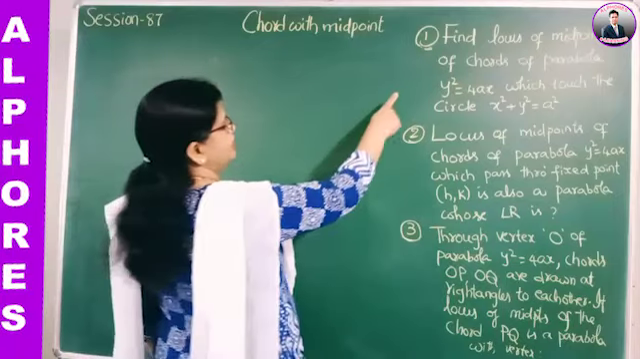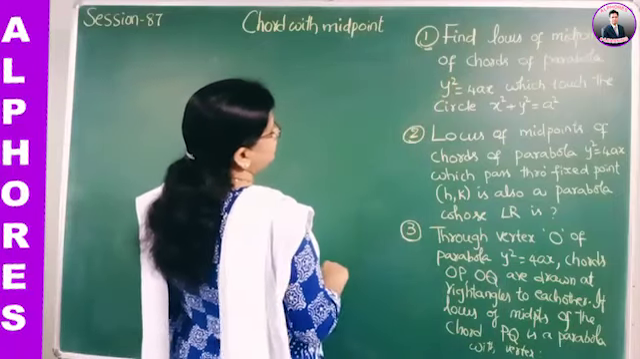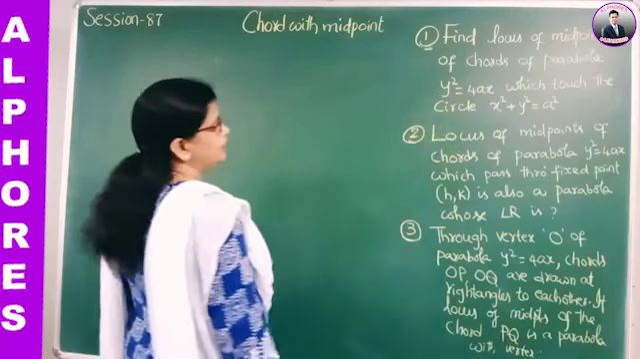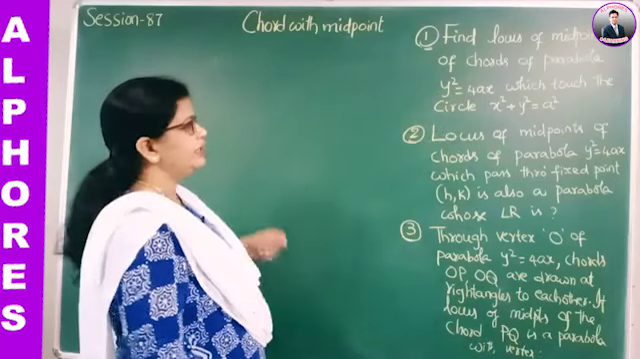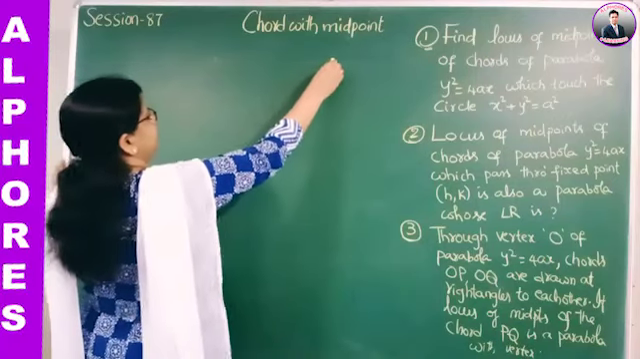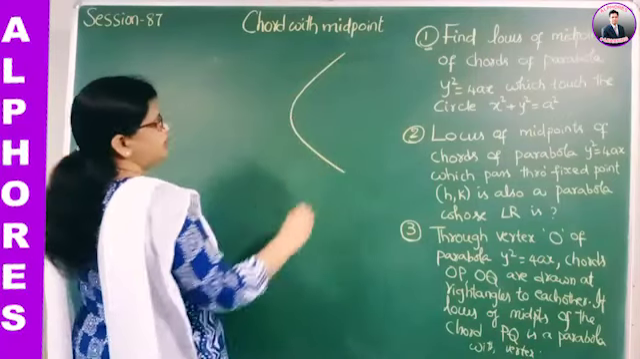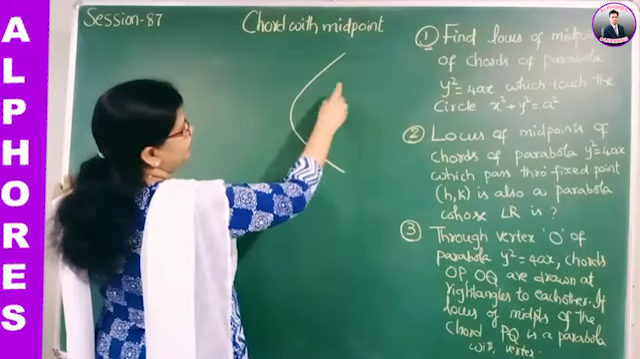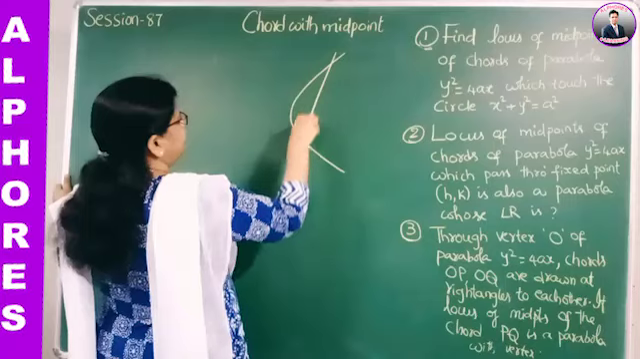Now the first one is to find the locus of midpoints of chords of the parabola y square is 4ax which touch the circle x square plus y square is a square. Here the parabola y square is 4ax is given, and they are asking about a chord with its middle point.